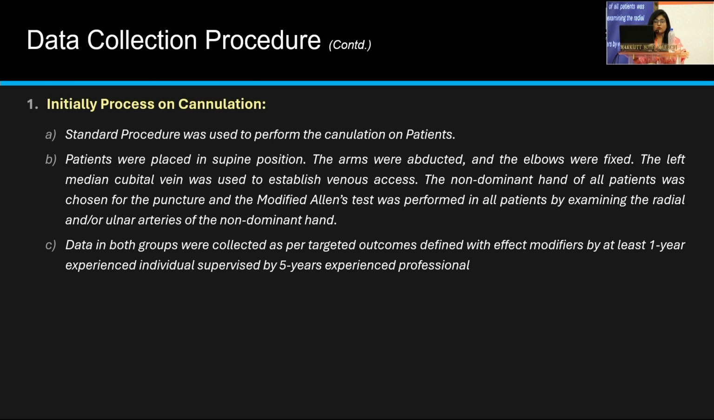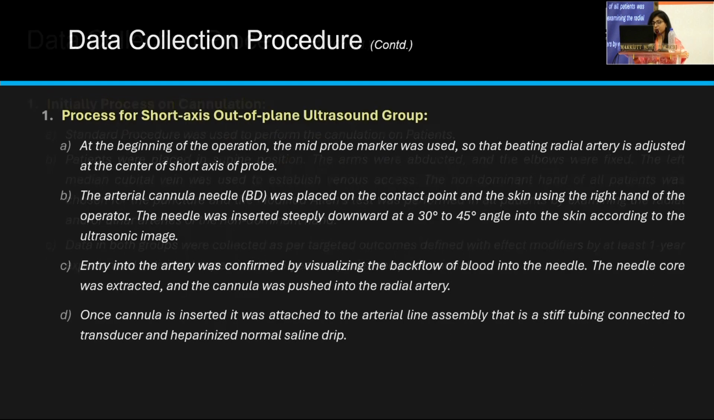In the initial process of cannulation, the standard procedure was performed. The patients were placed in a supine position, the arms were abducted, and the elbows were fixed. The modified Allen test was performed in the non-dominant hand of all patients. The data was collected by personnel with 1 year of experience, supervised by professionals with 5 years of experience.